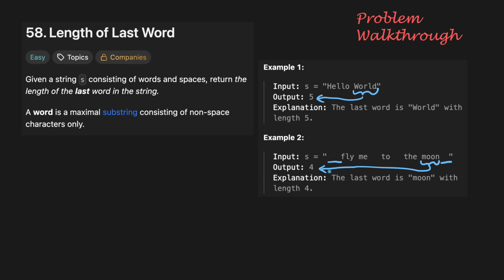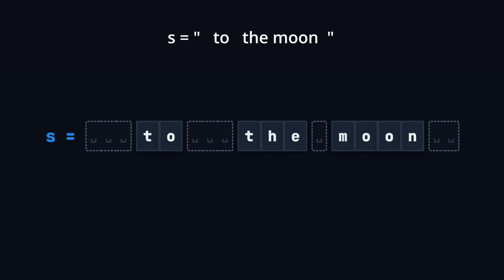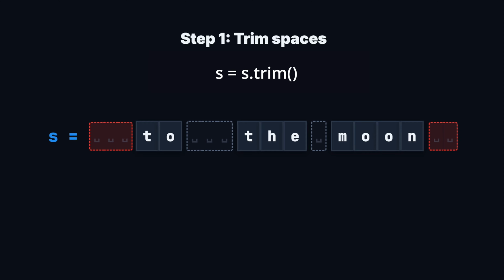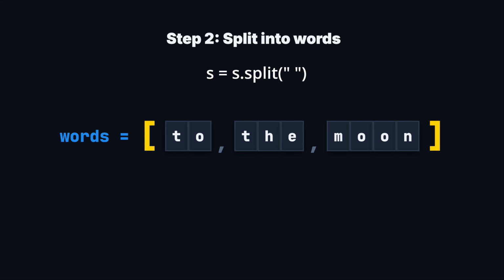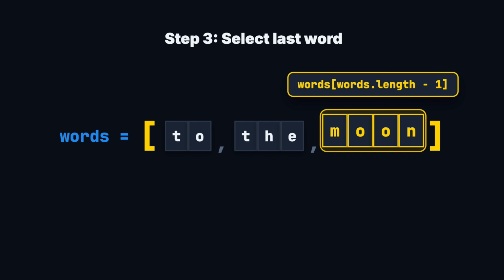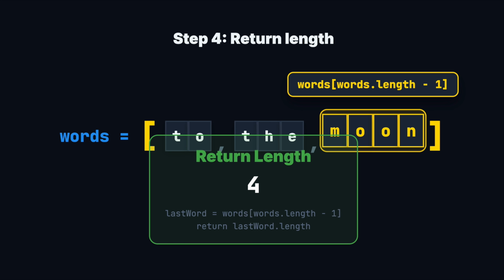Simple enough, right? But the real catch here, and what interviewers are looking for, is how efficiently we handle those trailing spaces. The most natural way to solve this is by using the built-in string functions. We can take our string S, trim off any leading or trailing spaces, and then split it by spaces to get an array of words. From here, we just look at the very last element in that list, which is moon, and return its length.